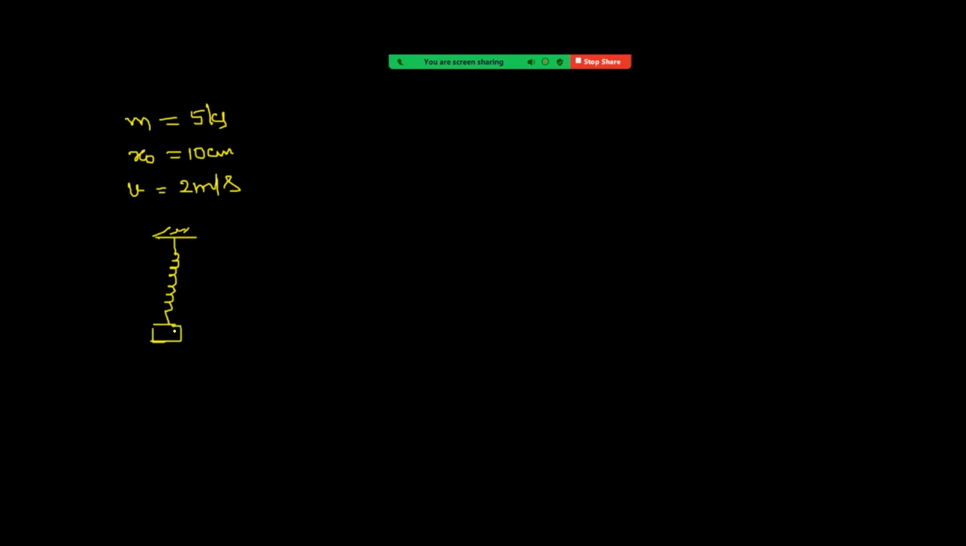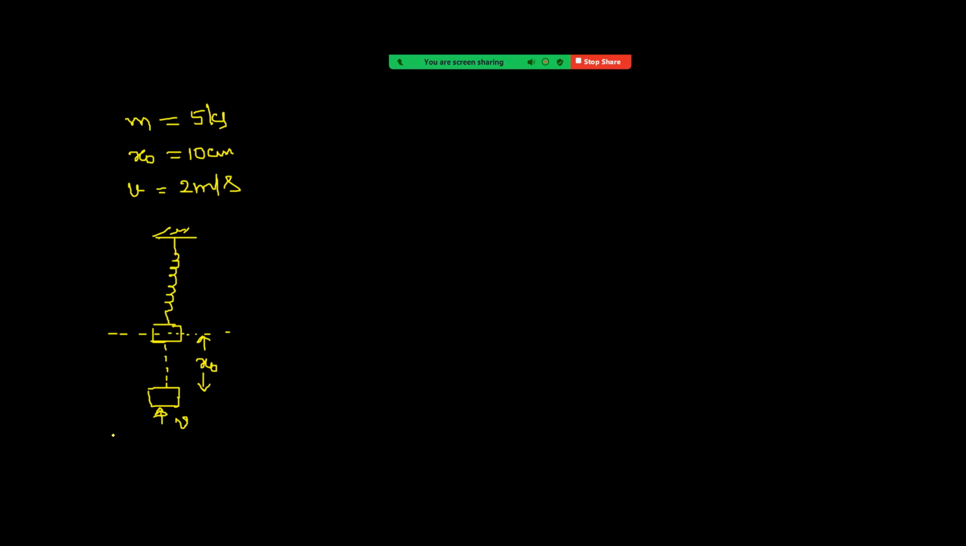Suppose this is the unstretched position. Given elongation is 10. That means initially the block was at this position, right? This was the initial position of the block, and elongation we have taken as x naught, which is 10. Now we are giving a velocity 2 meter per second, upwards.